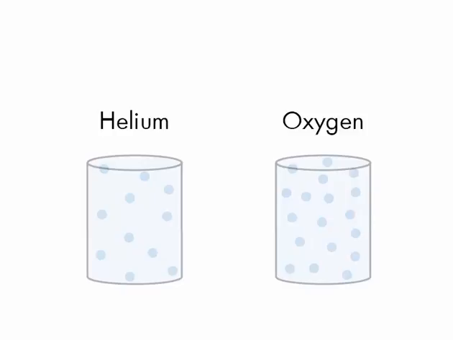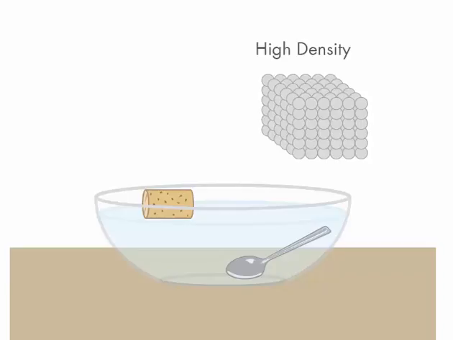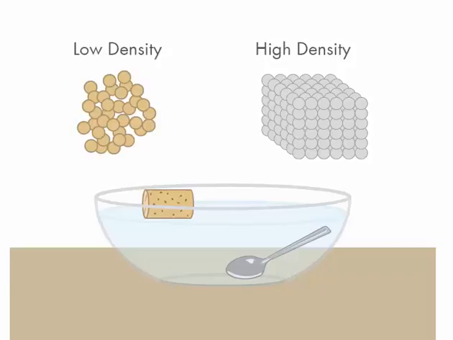We're talking here about two similar substances, gases. Let's go back to our bowl of water. Why does the cork float and the spoon sink? They both are solids, but have different levels of density. Metal has high density, which means that its particles are packed together tightly. They don't have much space between them, while cork has low density, or more space between its particles. They are loosely packed.